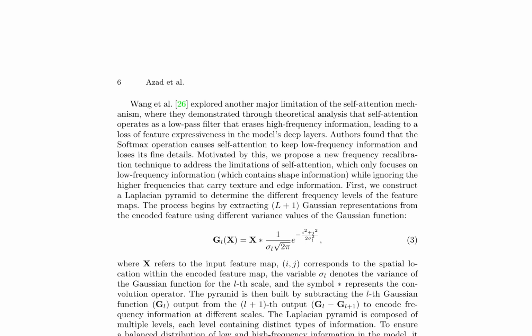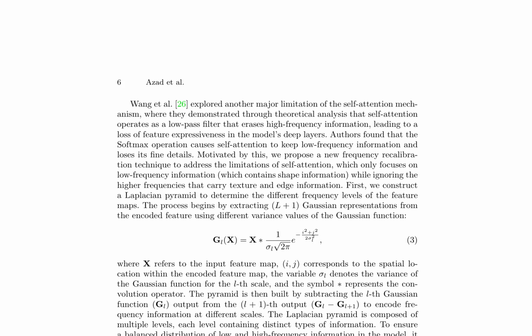Wang et al. identified a significant limitation of self-attention mechanisms, demonstrating that they operate as low-pass filters, erasing high-frequency information and leading to a loss of feature expressiveness in deep layers. This limitation arises from the softmax operation, which favors low-frequency information containing shape information over higher frequencies carrying texture and edge information. To address this limitation, a novel frequency recalibration technique is proposed, which focuses on both low-frequency and high-frequency information. This technique involves constructing a Laplacian pyramid to determine different frequency levels of feature maps.